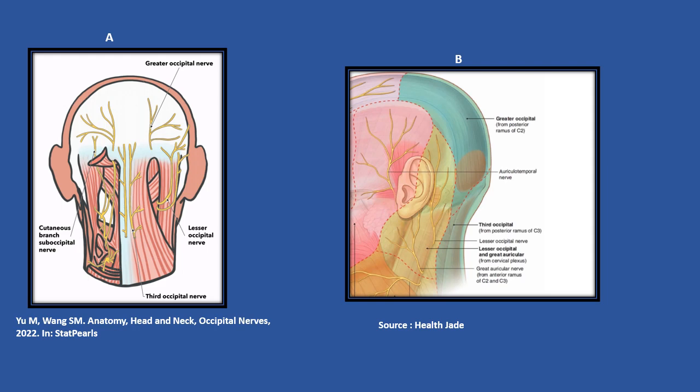Here, figure A shows the greater, lesser, and third occipital nerves, while figure B shows the cutaneous innervation of the greater, lesser, and third occipital nerves.